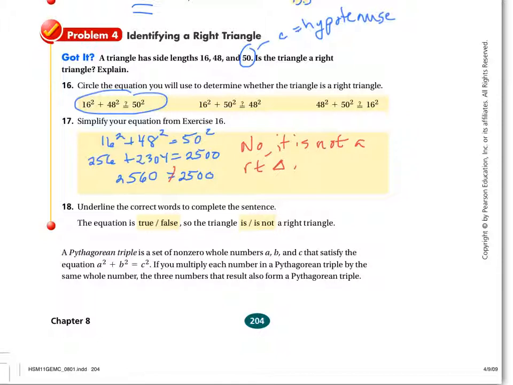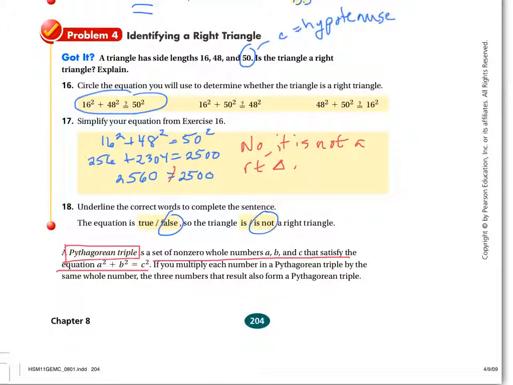And then number 18, the equation is false, so the triangle is not a right triangle. And then as I promised you, here is your Pythagorean Triple definition. It is a set of non-zero whole numbers a, b, and c that satisfy the Pythagorean Theorem. Notice that they used in that definition non-zero whole numbers. That takes away the one whole number that is 0.